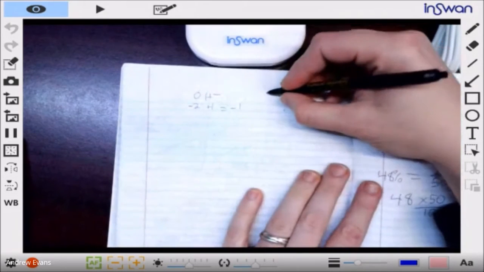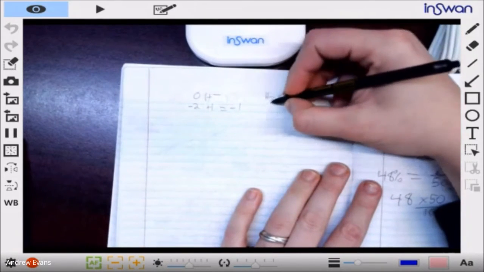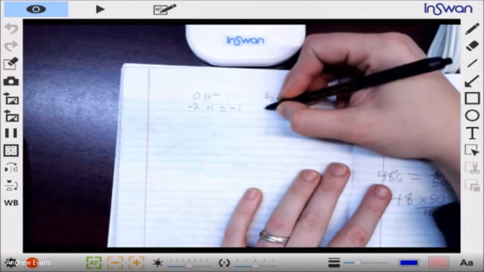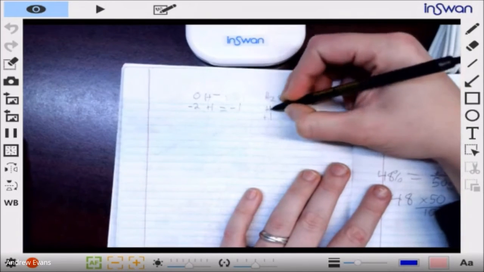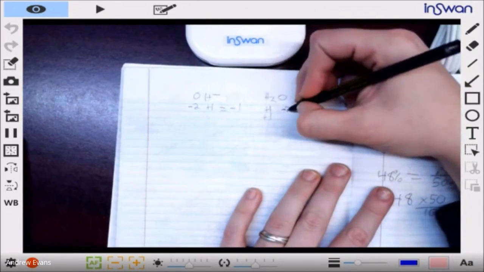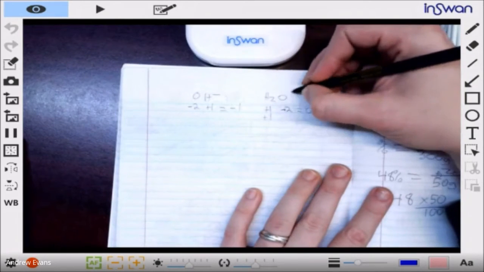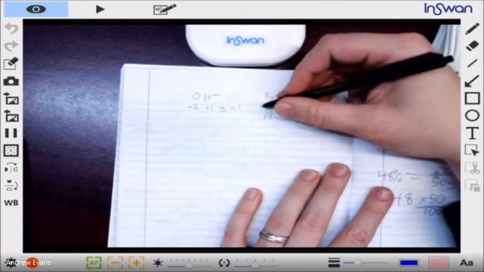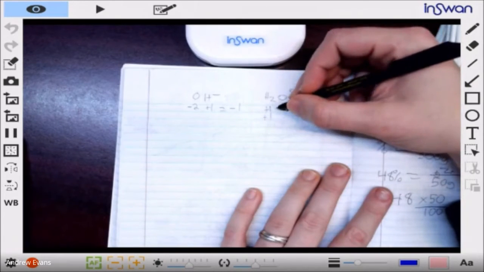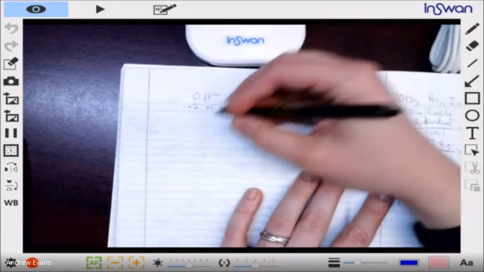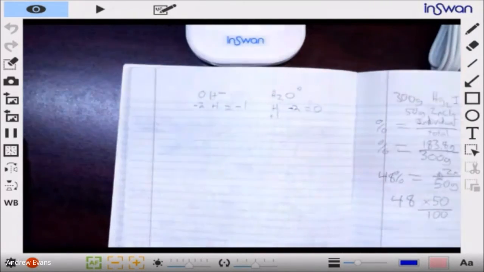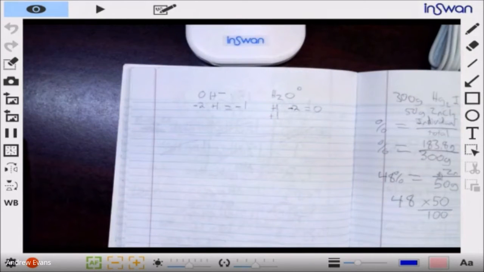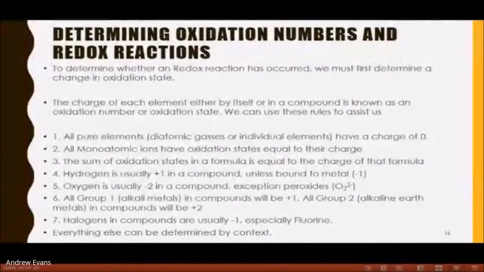Let's figure that out with water, H2O. If each hydrogen is +1 and one oxygen is -2, then +1 plus 1 minus 2 is equal to a net charge of 0. What is the charge of this guy? 0. So that's going to be true for just about everything. Hydrogen is almost always +1. Oxygen is almost always -2.